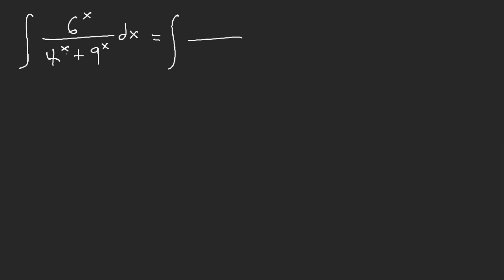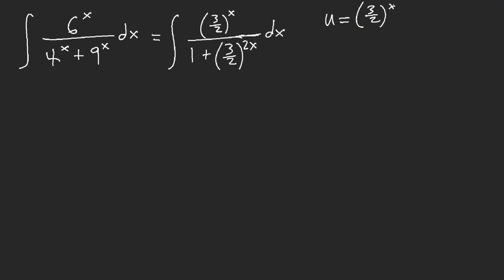by dividing 4 to the power of x to top and bottom. So 6 over 4 is 3 halves to the power of x. This is 1. And now 9 over 4 is 3 halves to the power of 2x. Now you can easily see, this is just letting u equal 3 over 2 to the power of x. And you can easily see that it is a basic U substitution after all. It's just arctan. You see how awesome that is?